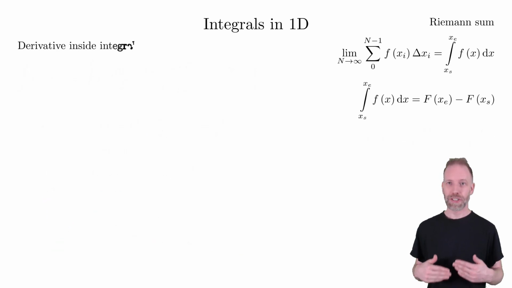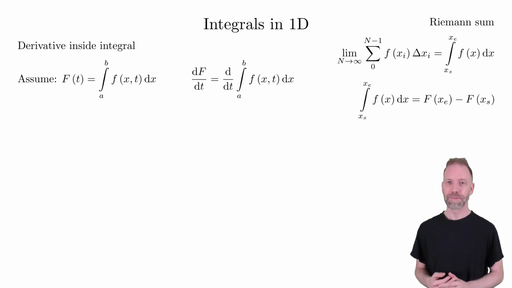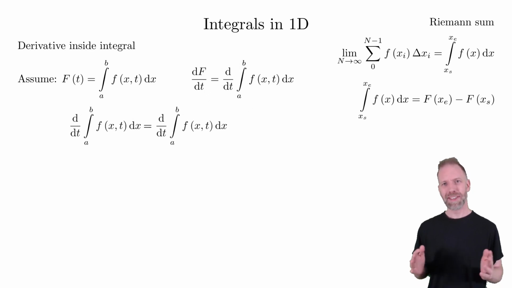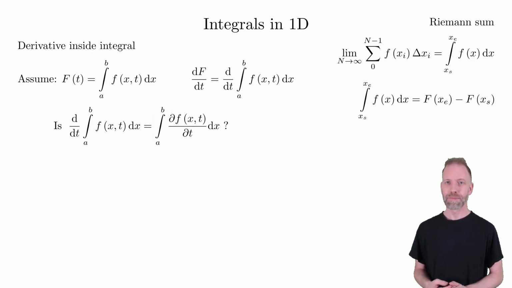The next topic we're going to talk about is placing the derivative inside the integral. Assume that capital F of t is the integral from a to b of f of x and t dx. Now let's take the time derivative of both sides. My question is, would it be the same if we move the time derivative inside the integral? Since f is a function of two variables, we would write it as the partial derivative with respect to t.